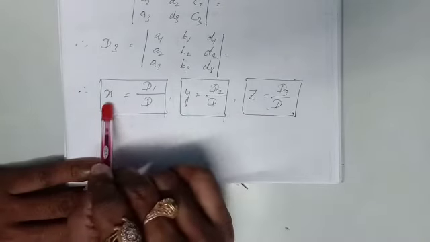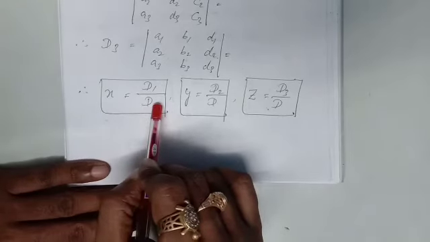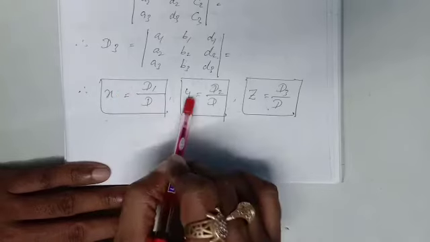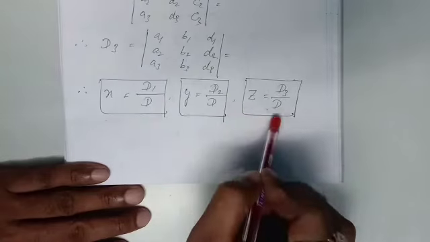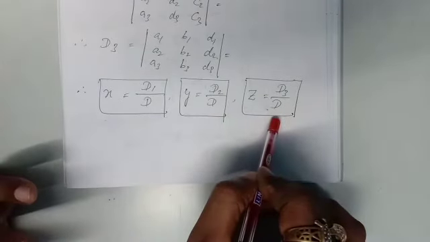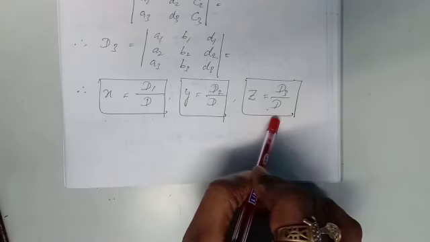So what is the answer for x? That is D1 by D. That means D should not be equal to 0, otherwise the equation cannot be defined. Again the y formula is D2 by D. z is equal to D3 by D. Okay, I hope you are able to understand Cramer's rule, which is one of the important applications of determinants to find the values of x, y, z.